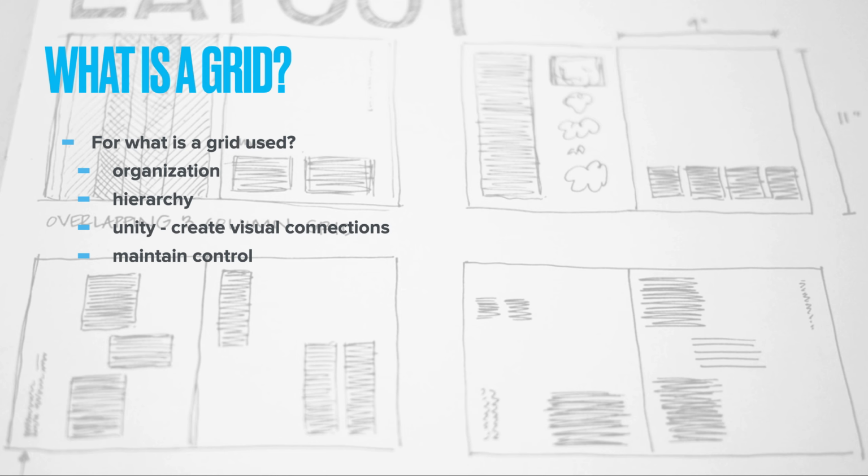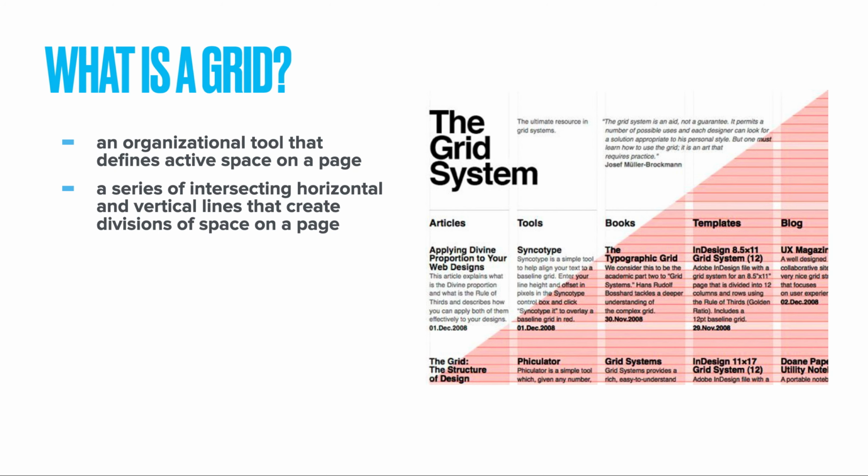It's a helpful tool. And it divides or defines the space on what is active and what is not active, what is negative. We share that idea of alignment. We share that idea of proximity. We share that idea of contrast and repetition as well. But in a real basic format, it is a series of intersecting horizontal and vertical lines.